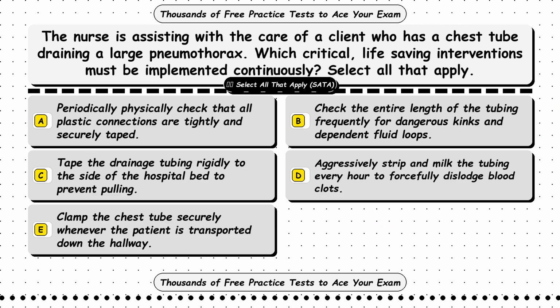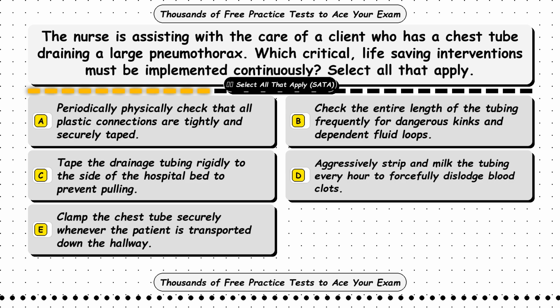Question 151. The nurse is assisting with the care of a client who has a chest tube draining a large pneumothorax. Which critical, life-saving interventions must be implemented continuously? Select all that apply.